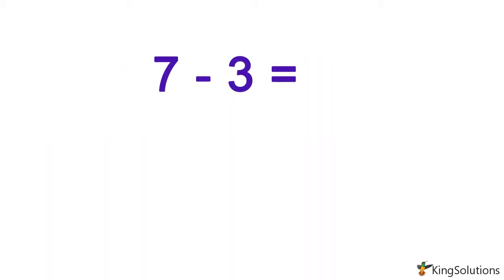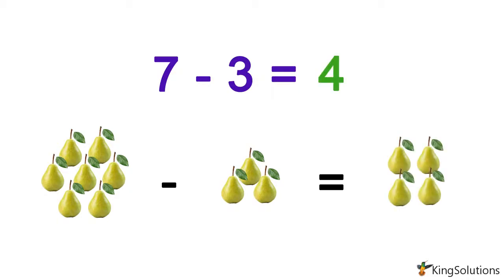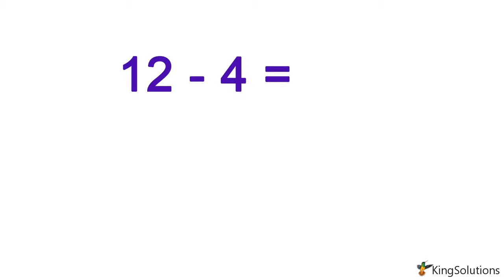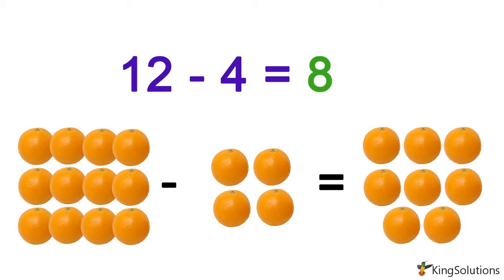7 minus 3 equals 4. 12 minus 4 equals 8.